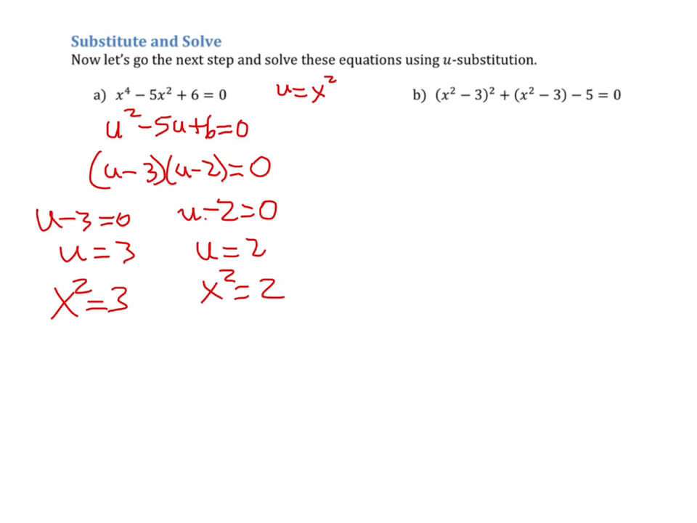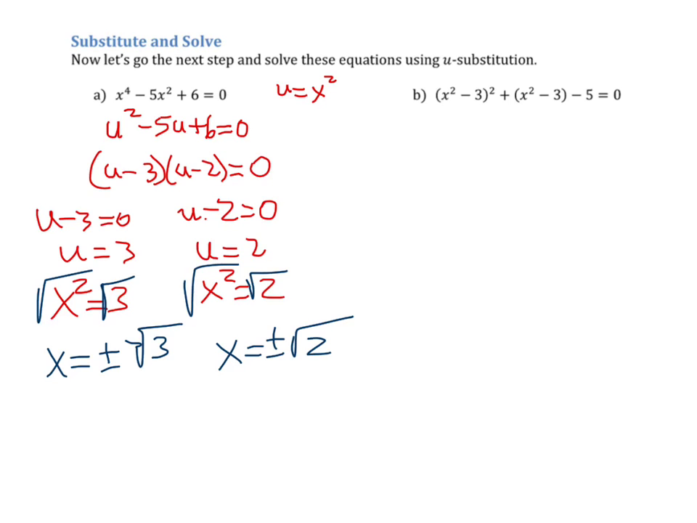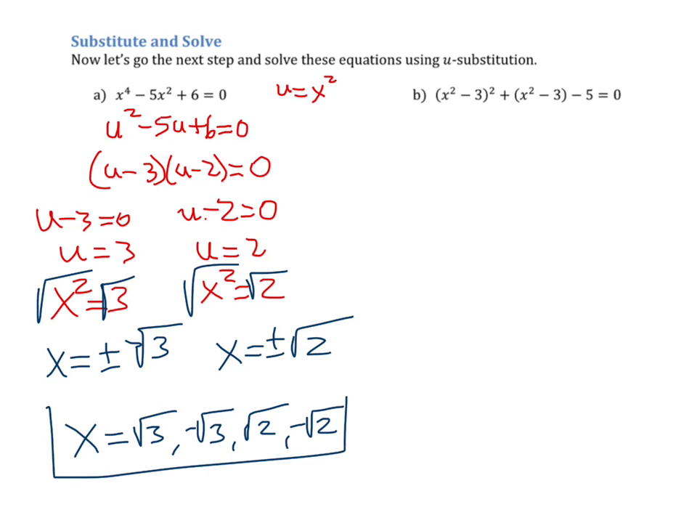We can solve these equations with simple methods. In this case, we take the square root, and we know x is plus or minus the square root of 3. And here we take the square root, and we get x equals plus or minus the square root of 2. So we get the solutions: the square root of 3, the negative square root of 3, the square root of 2, and the negative square root of 2. Those are our 4 solutions, which works well because it's a 4th degree equation and we expect up to 4 solutions. All right, how about this next one?